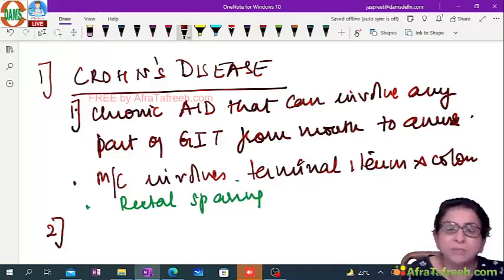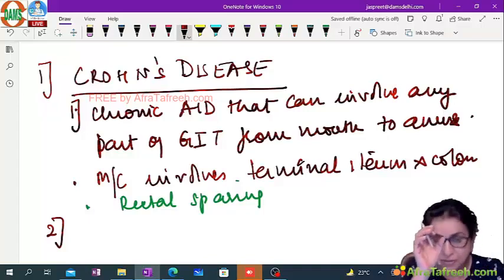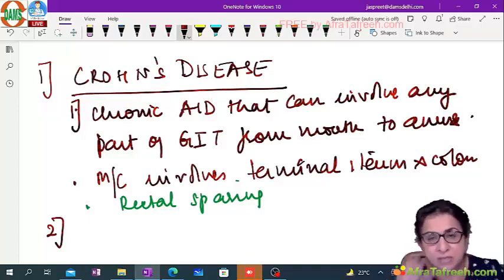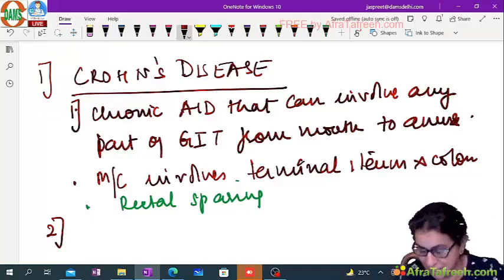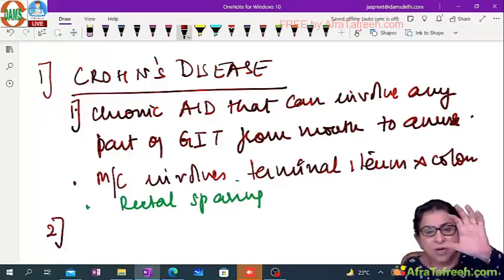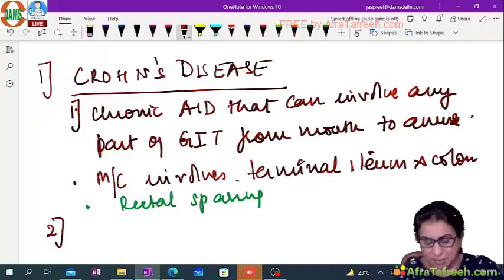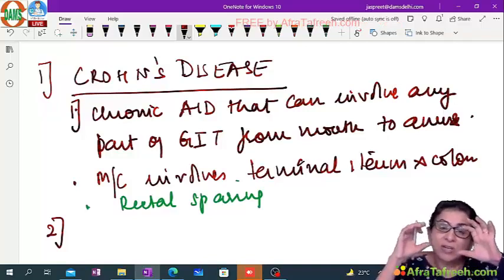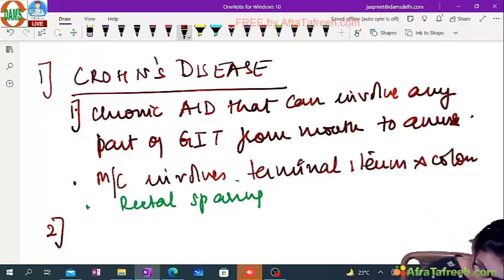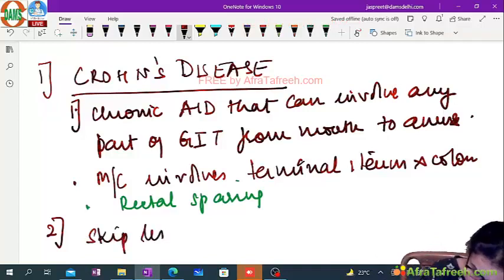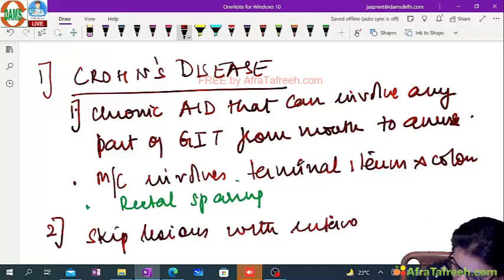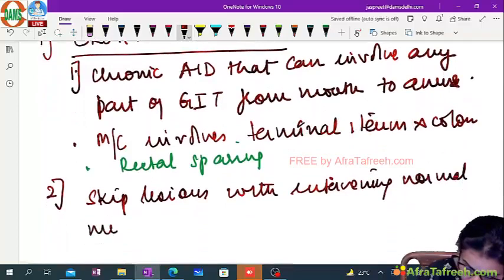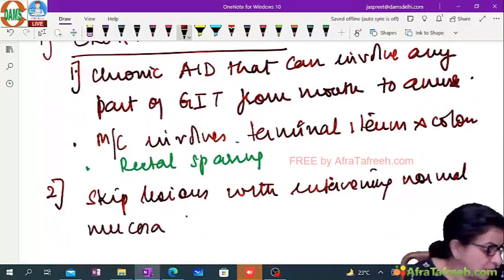That is one. Number two, in Crohn's disease, the bowel involvement is not continuous. The bowel is not involved in its entire length. A part of bowel is involved, then you have intervening normal intestine. Then another part of bowel is involved, then again intervening normal intestine. So these are called skip lesions, with intervening normal mucosa.